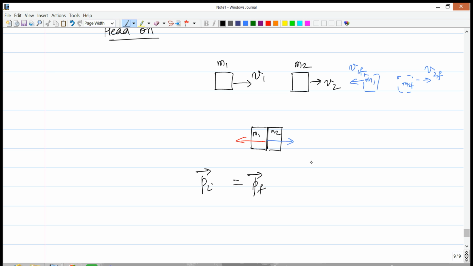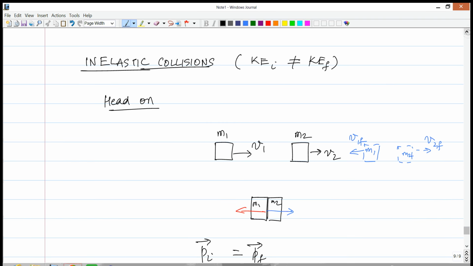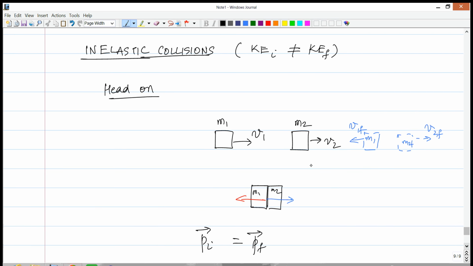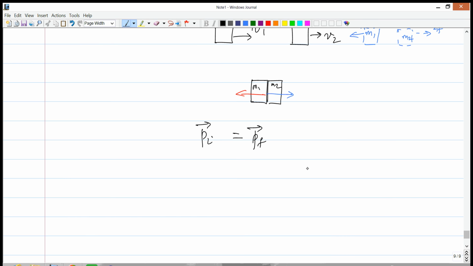Okay, so we have a head-on inelastic collision, where the kinetic energy is going to be different before and after the collision. But one thing we can do is use Pi equals Pf, assuming again of course that the net external force is 0. So let us apply this to some situations and let us see what we can do.